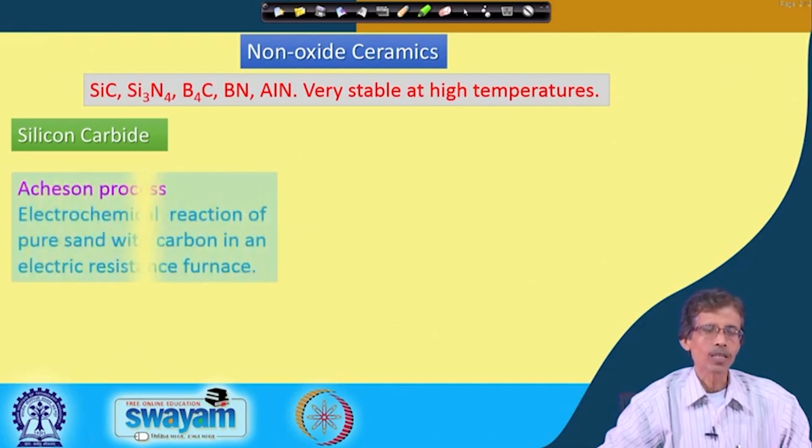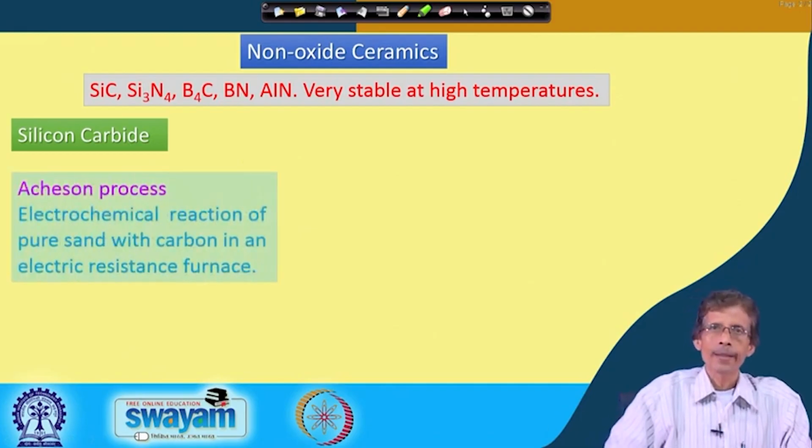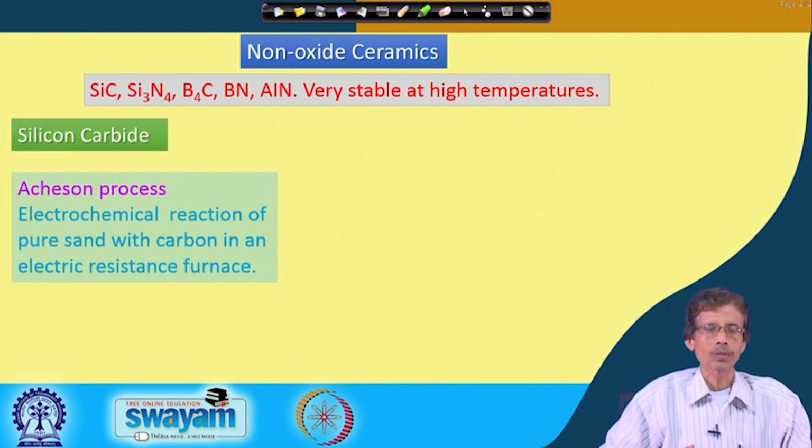The first category is silicon carbide. How you make silicon carbide is basically the Acheson process. The Acheson process is typically an electrochemical reaction. We utilize the electrochemical reaction of pure sand. SiO2 we know is a very stable material, but we go for the electrochemical processing of it with carbon in an electric resistance furnace.